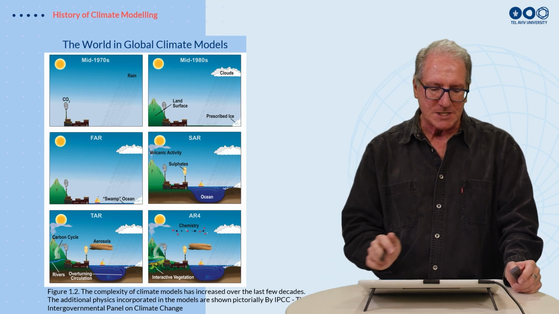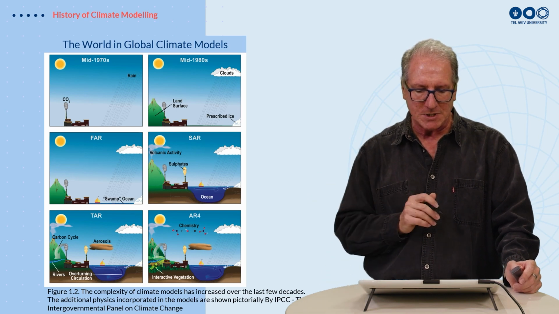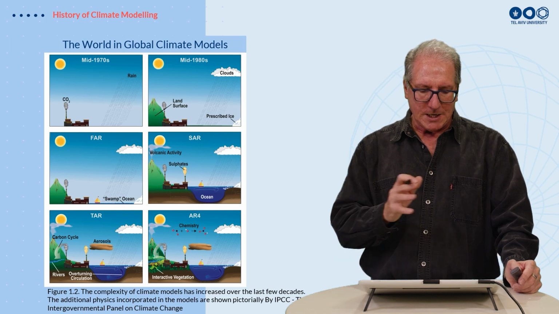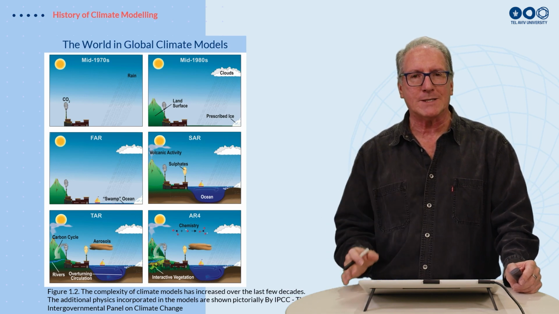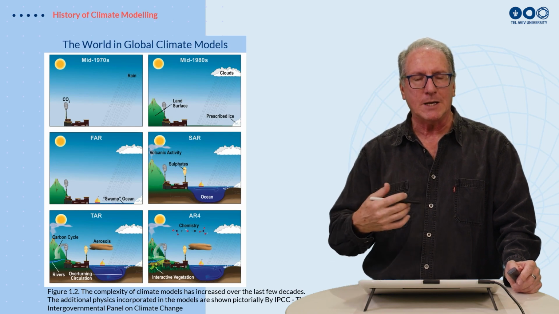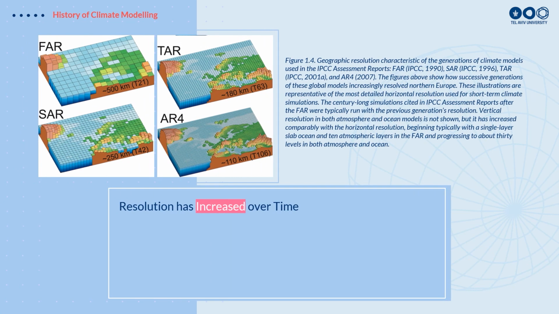In the first assessment, the FAR is the first assessment report of the IPCC, the second assessment, SAR, third, and then AR4 is the fourth. Each one, we have more and more complexity in these models to try to simulate the planet in much more detail and in a much better way.